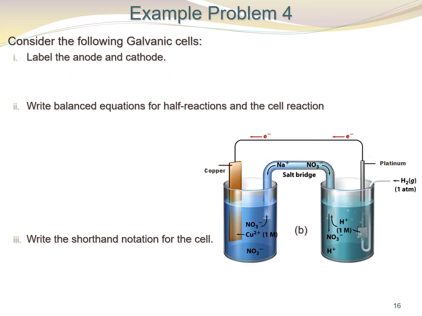Our next example. Now we have a new setup of this galvanic cell. Electron flow tells us this time platinum is the anode, copper is the cathode, right? Because platinum is where the electrons are coming out.